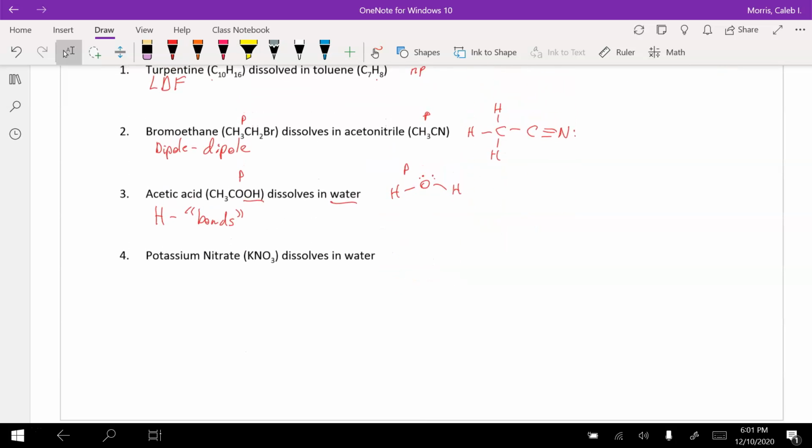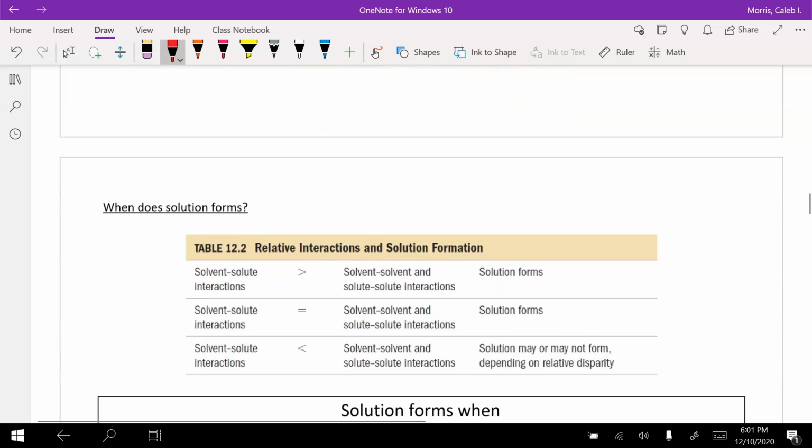Potassium nitrate dissolved in water. So potassium nitrate dissolving in water. So we have a polar molecule, and this is an ionic molecule, or an ionic compound. So what we're going to have is ion dipole attractions, because the ionic compound will break down into ions. Let's go to the next page.